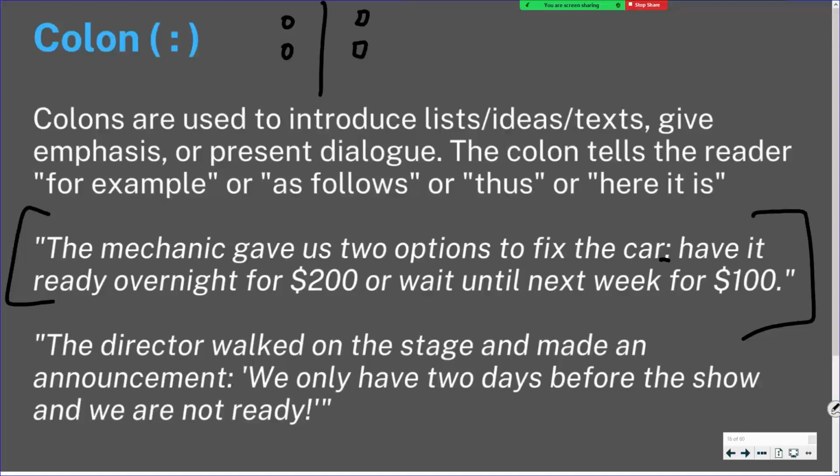The director walked onto the stage and made an announcement: We only have two days before the show and we are not ready. So in this case, the colon is introducing a quote. Somebody walked on stage and this is what they said. The colon here is like, here it is, or this is what they said, or get ready for it. Now I've presented that with quotation marks, and we're going to delve into this in a second. This quotation mark brackets off the whole quote, and the single quotation marks block off what the director said. More on that in a second, but quotation marks are another form of punctuation that we need to use correctly.